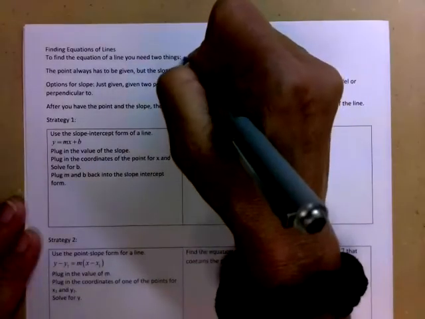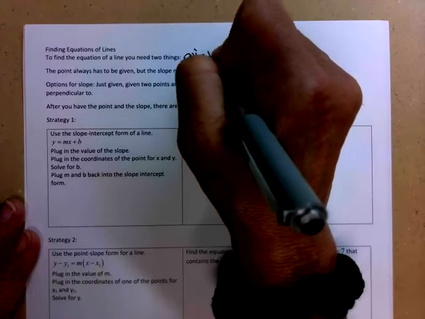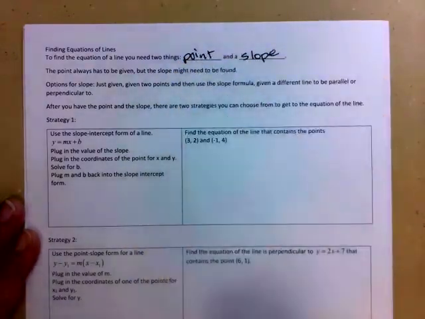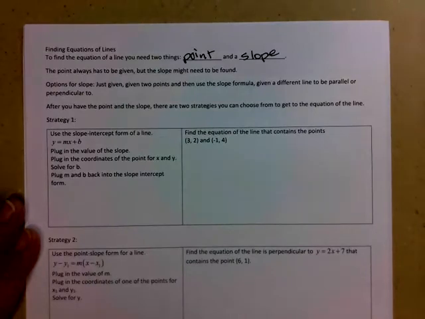So when you want to find the equation of a line, you will always need two things. The two things are a point and a slope. Now the point always just has to be given. The slope you might need to find.